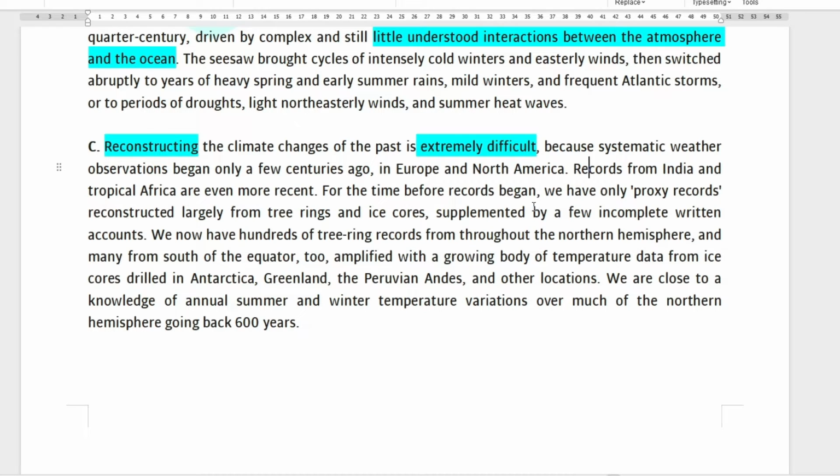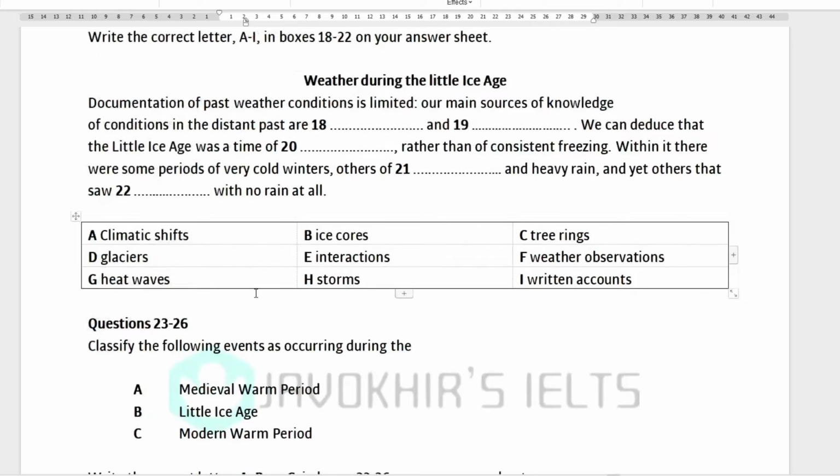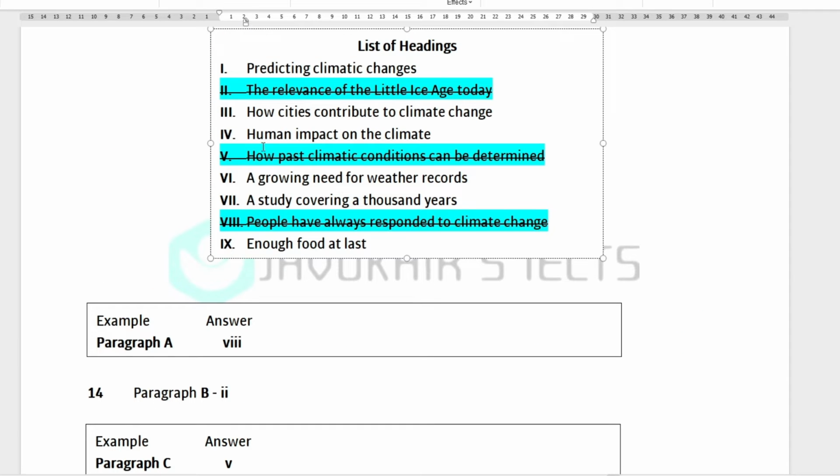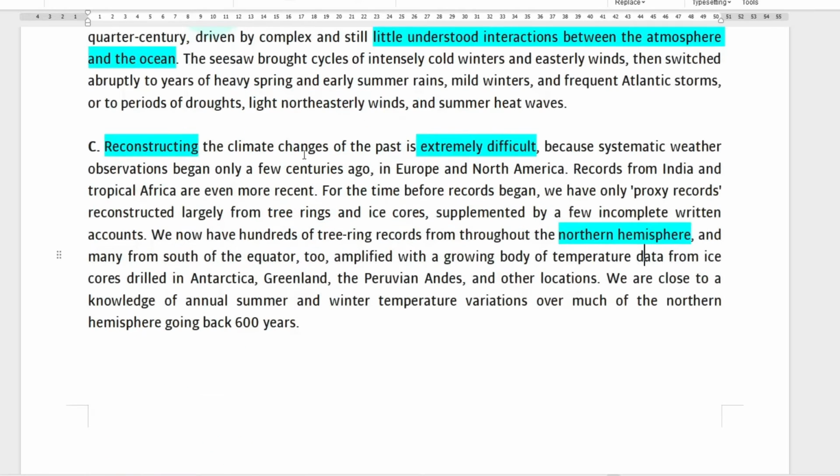For the time before records began, we have only proxy records. Proxy means some sort of a task that you give someone to do because you cannot do it yourself. So, tree rings and ice cores, supplemented by a few incomplete written accounts. We now have hundreds of tree ring records from throughout the northern hemisphere, and many from south of the equator too, amplified with a growing body of temperature data from ice cores drilled in Antarctica. So paragraph C is number 5, how past climatic conditions can be determined.